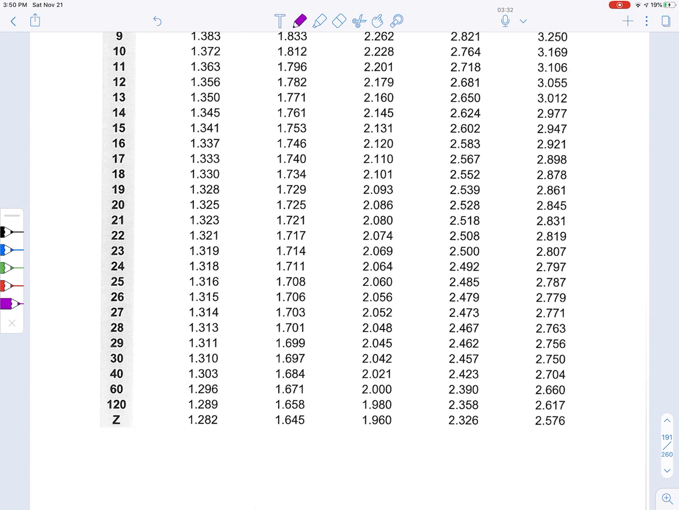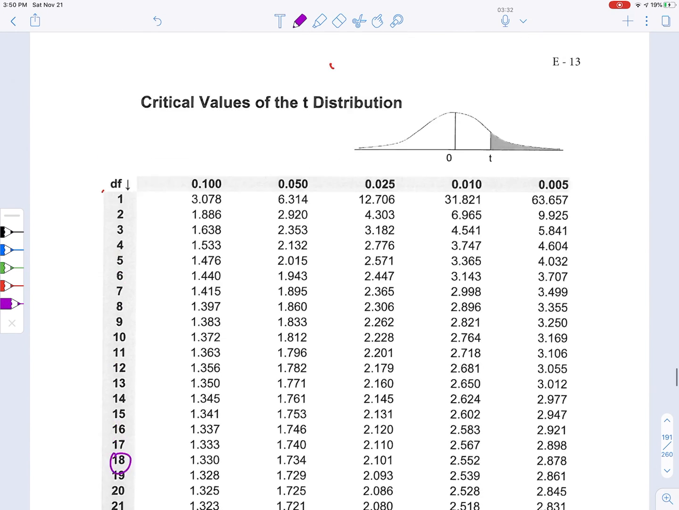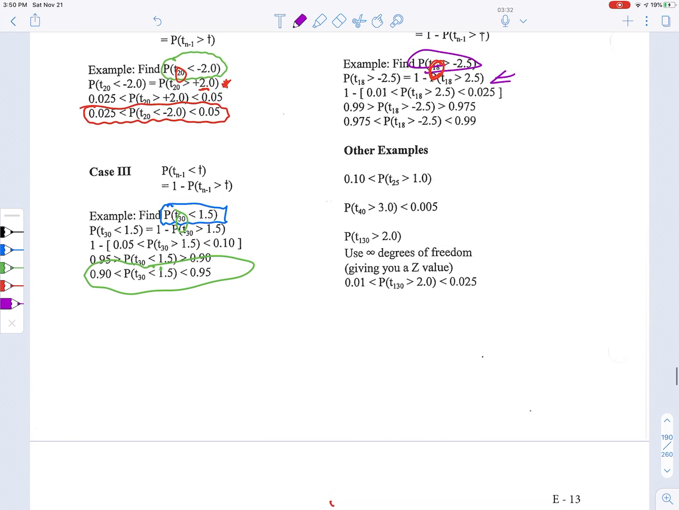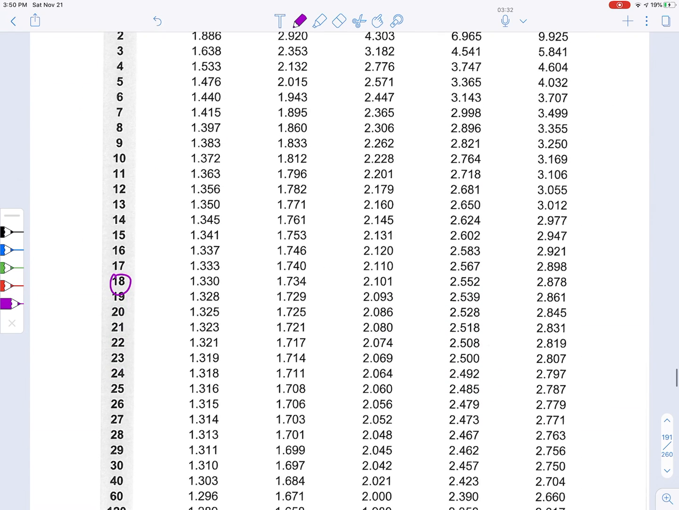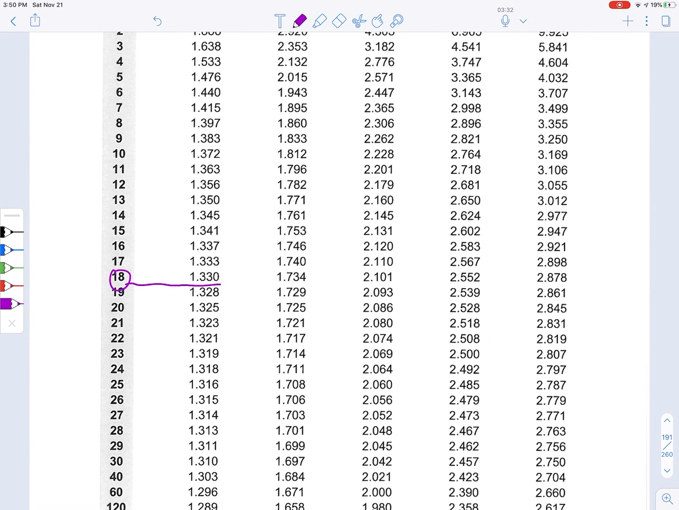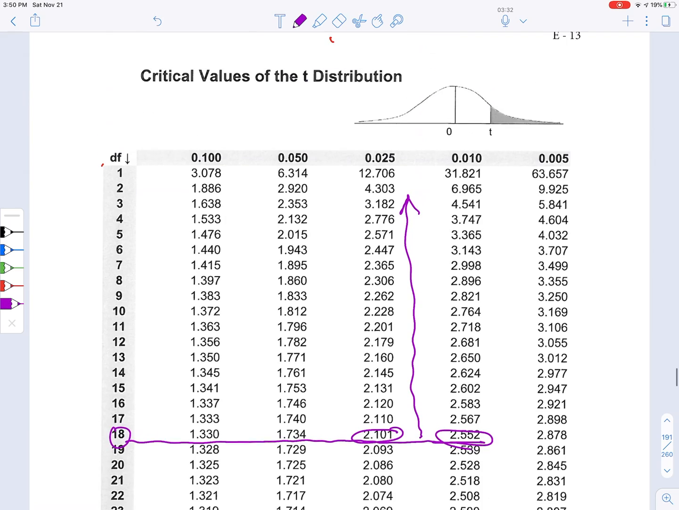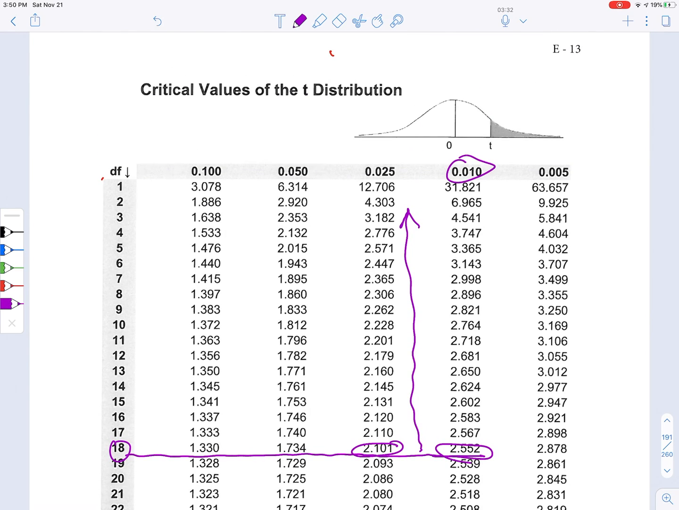And so that is right here. And we were looking at, what was that again? 2.5. So we're going to come across to 2.5, like that. And you'll see that it's between these two numbers here. So we go to the top, and it will be between 1% and 2.5%.